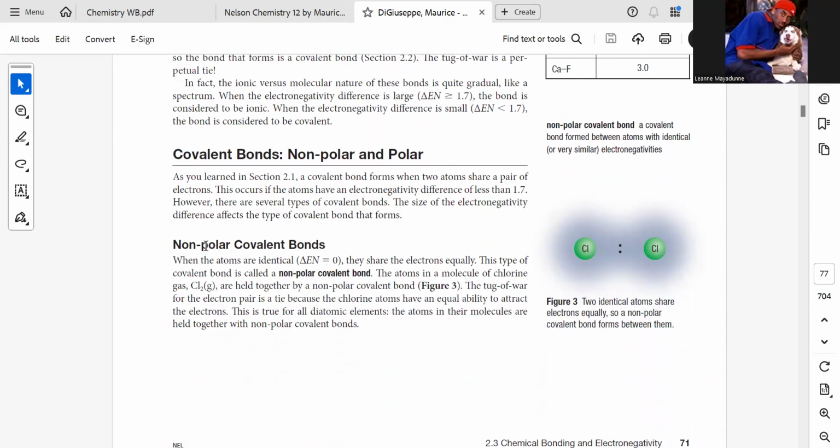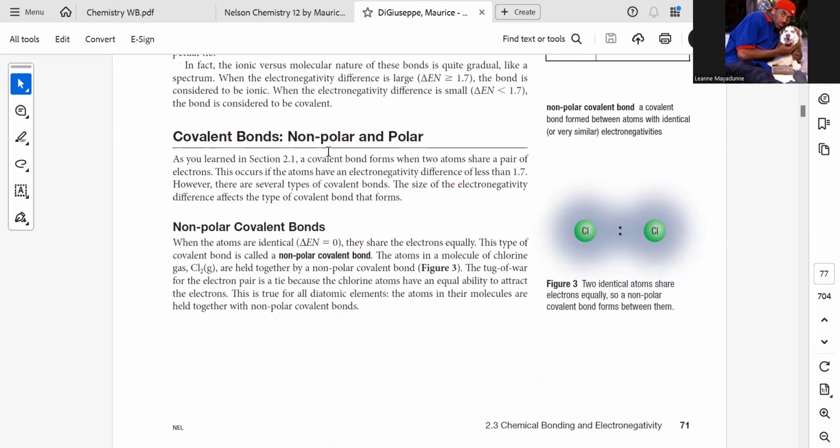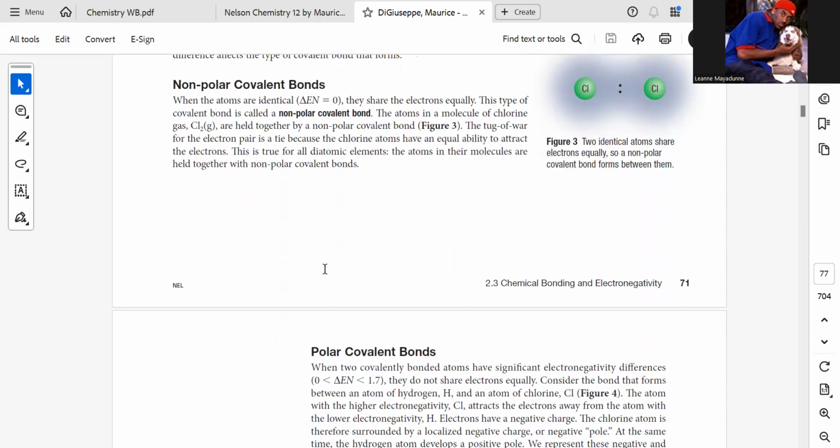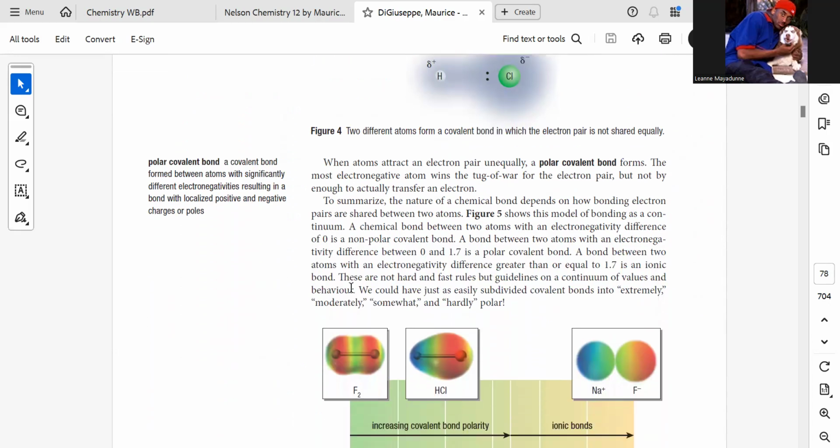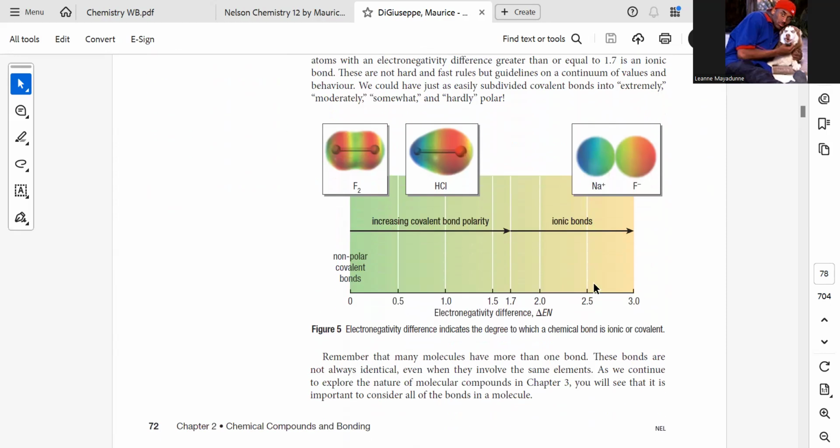So this is what we were coming to, covalent bonds. Covalent bonds are formed by sharing of electrons. There are two types of covalent, non-polar and polar. If the delta EN is between 0 to 0.5, it is covalent. 0.5 to 1.7 is polar covalent. 1.7 and above is ionic. This is the chart that I was referring to. If you want to take a screenshot and save it, please do that. Okay, I screenshotted it.